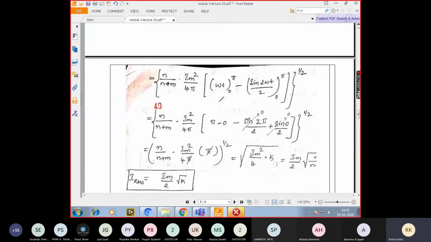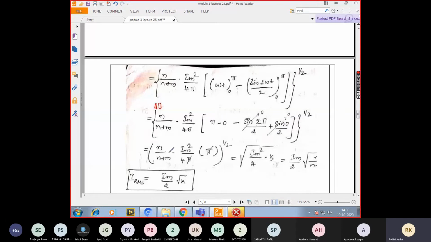And integration of 1 is omega t. Integration of cos 2 omega t is sin 2 omega t divided by 2. Now apply the limits 0 to pi. So when I apply here, it will be pi minus 0, minus sin 2 pi minus sin 0. So what is sin 2 pi? It is 0. What is sin 0? It is also 0. So this term completely becomes equal to 0.